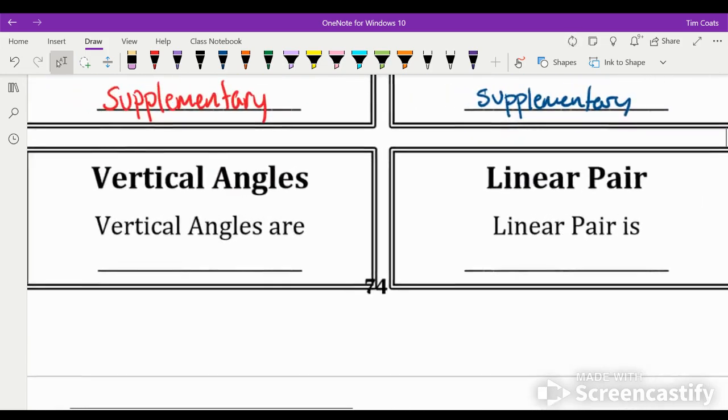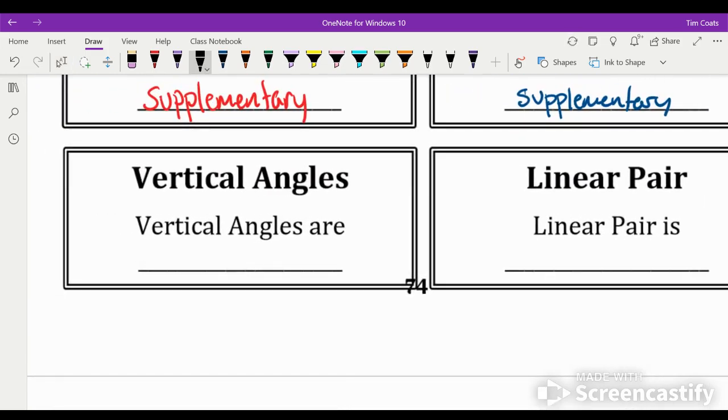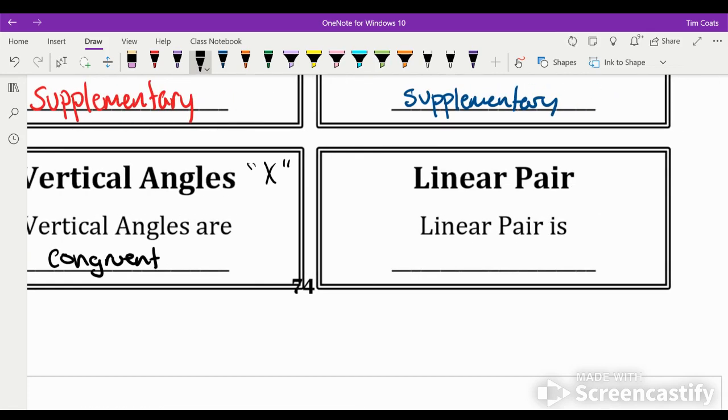Now, the other two that you need to know, which we've talked about before, is vertical angles. Vertical angles will be congruent. Vertical angles make the X when you highlight them, right? We know that from our last unit. And then linear pairs by definition are supplementary, and they make the T if you highlight them.